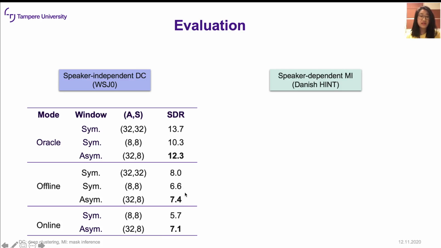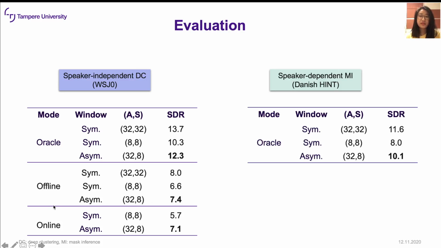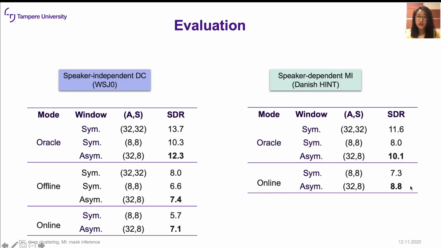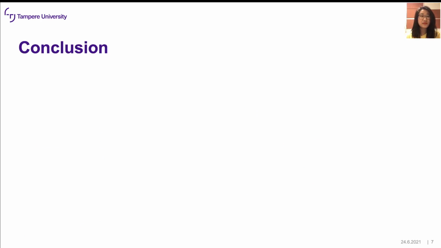Improvement has also been found in the offline and online deep clustering system. And a similar result can be found in this speaker-dependent model with a 2 dB increase in the oracle performance. And for the online system, we can also observe a 1.5 dB increase.